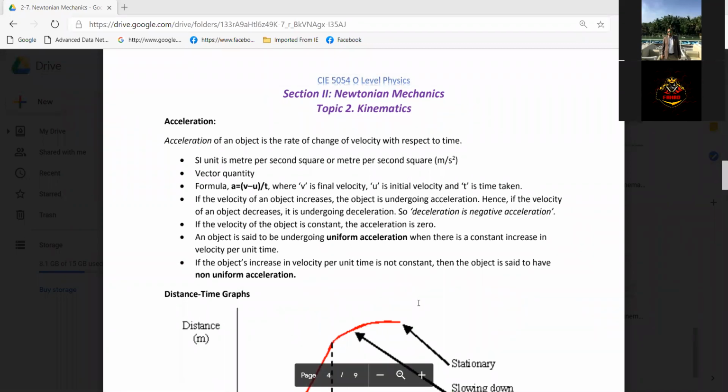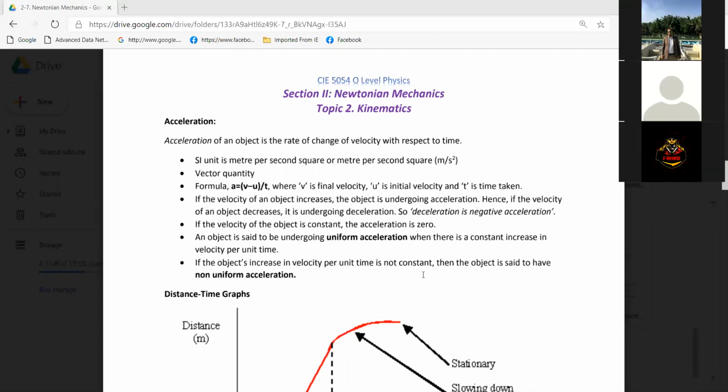I think all of you have the experience that while you are riding a car, sometimes the driver is pressing the accelerator, and sometimes the driver is pressing the brake. When the driver presses the accelerator, he wants to speed up the car. He wants to increase the velocity of the car, right? That time he is pressing the accelerator.